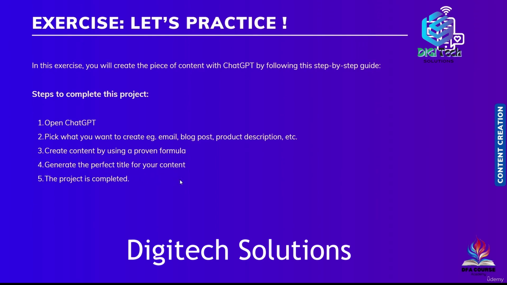So as we had the lecture about creating the perfect titles, firstly you create some piece of the content and afterwards you create the perfect title for this case. And in step 5, the project is completed. Namely, we have only 2 things that are very important to do. Firstly, to create the content, so for example, again, the email or blog post, and afterwards create a title for it.